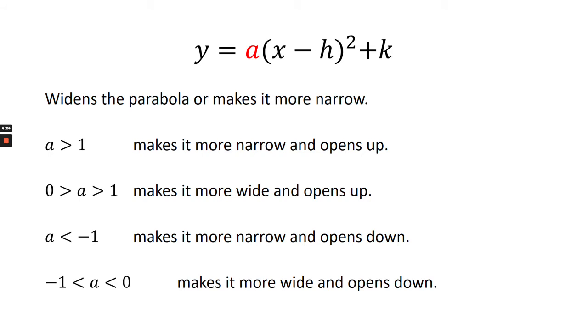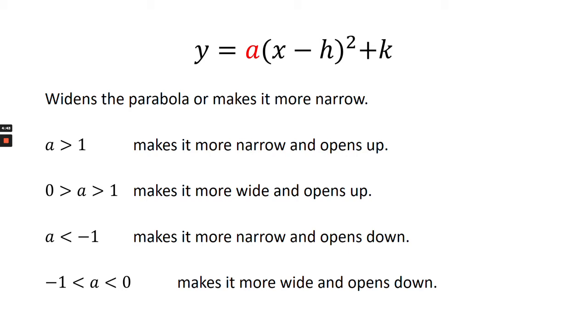Now let's focus on a, how a affects our parabola. This is what we finished up with last week, and there were four main things that I wanted you guys to get from it. The first one, guys, is when a is greater than 1: it makes our graph more narrow and it opens up. When our a is between 0 and 1, this means fractions and decimals, our graph gets wider.